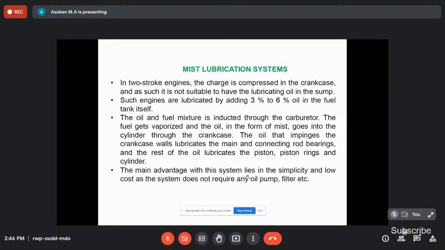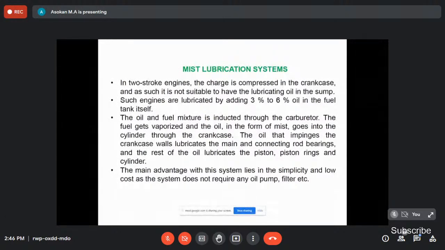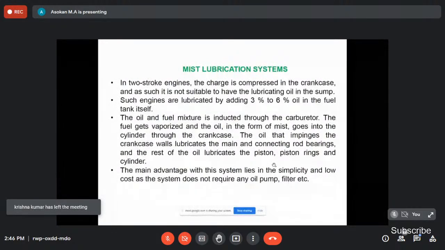The main advantage of the system is that it is very simple. It is a low cost system and does not require any oil pump or filter. The fuel tank is located higher than the engine cylinder, so automatically, due to gravity, the fuel flows from the petrol tank to the engine. There is no need of any pump or filter. That is the advantage of the mist lubrication system, or petrol mixed with oil.